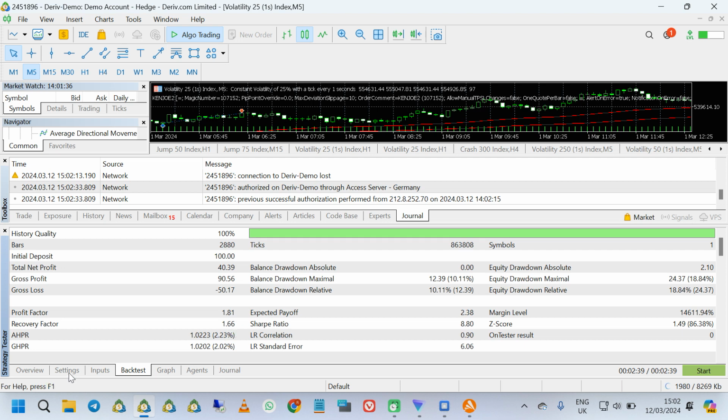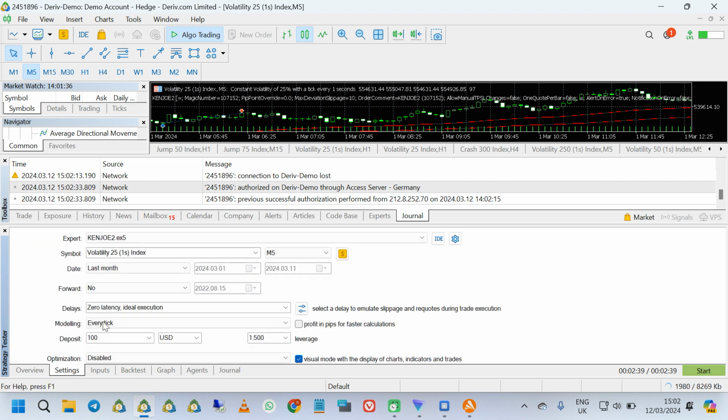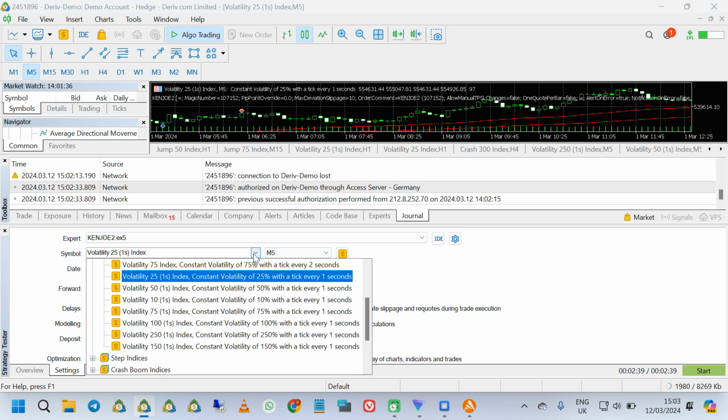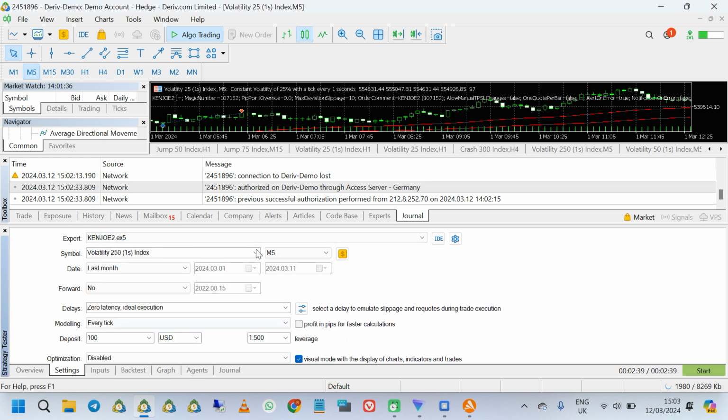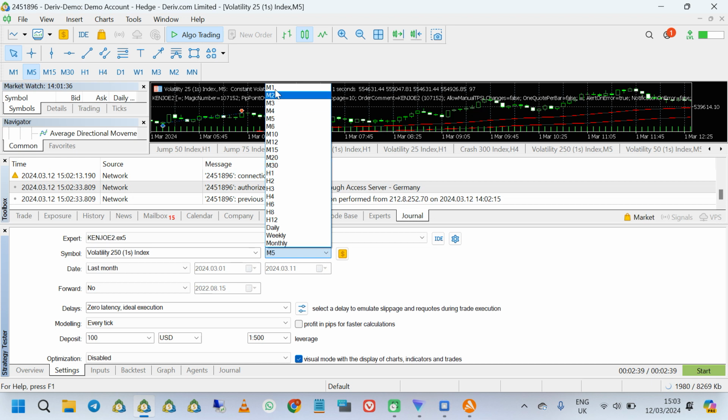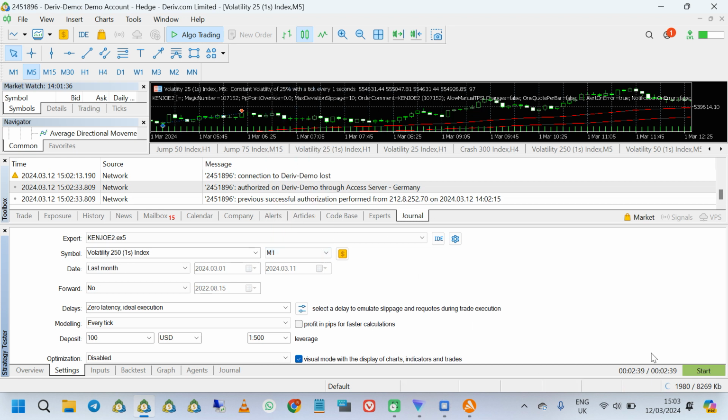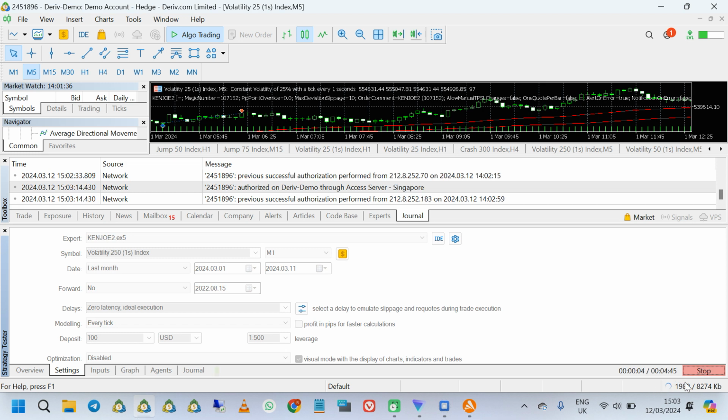So let's go to the last, which is volatility 25 1s. Due to volatility 25 1s, we are going to use 1 minute. So we will run, and I will pause, so to save our time. You can see that it's going to take about 4 minutes.